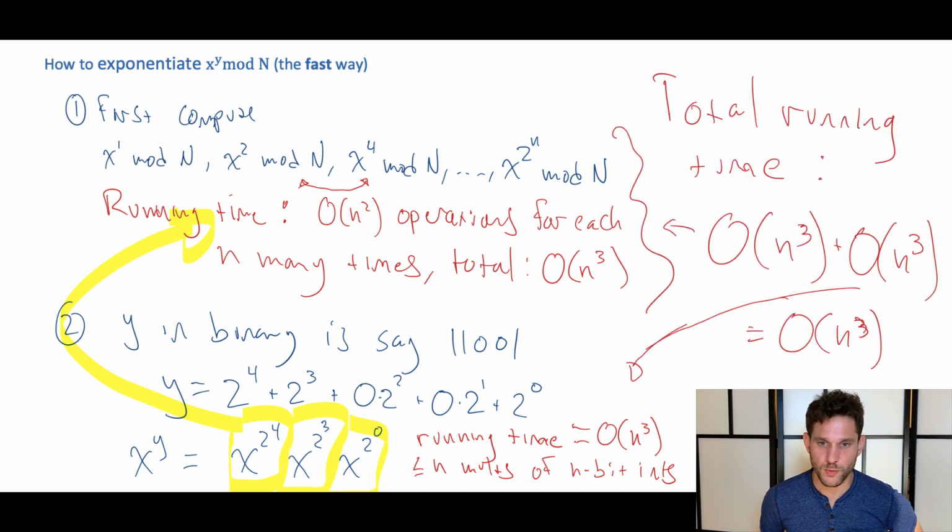So what's the total running time here? We had an O of n cubed algorithm to complete the first step, all these x's raised to powers of 2, and O of n cubed to perform the second step, which is just multiplying some of these terms together. The total is on the order of n cubed. This is an O of n cubed algorithm to compute x to the y mod capital N.